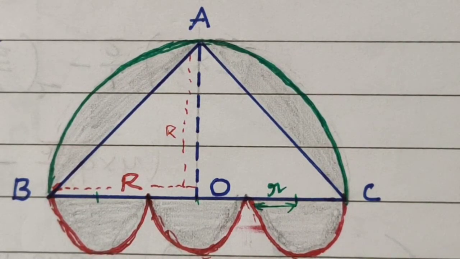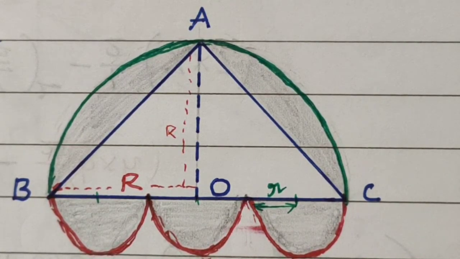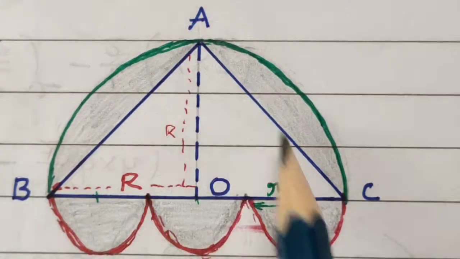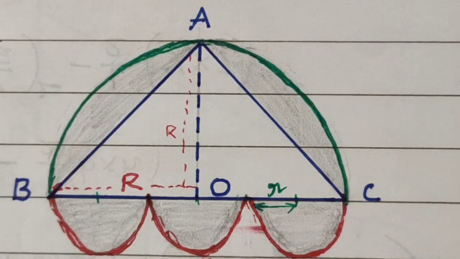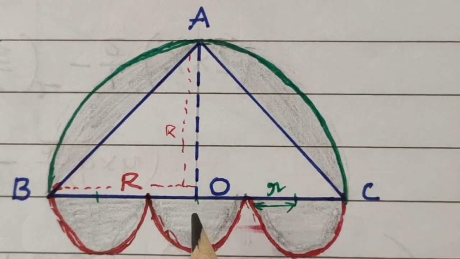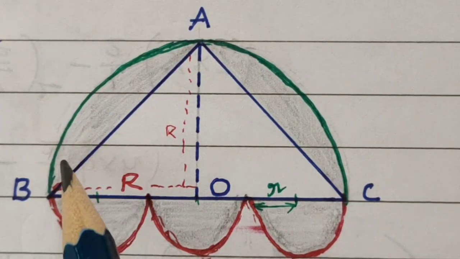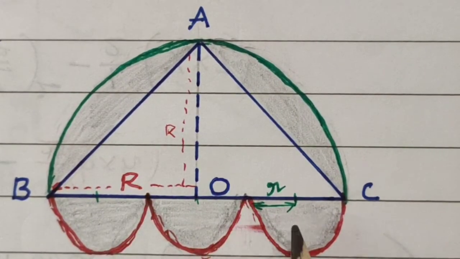ABC is an isosceles triangle. AB is equal to AC. If OB is equal to OC, find the area of the shaded region. We have to find out the area of this shaded region.